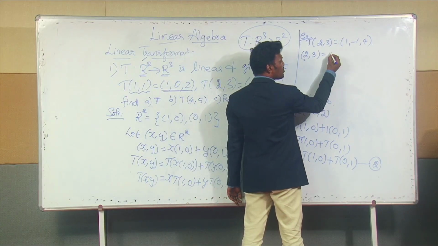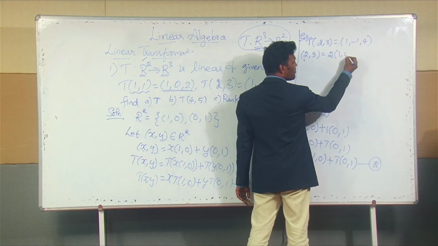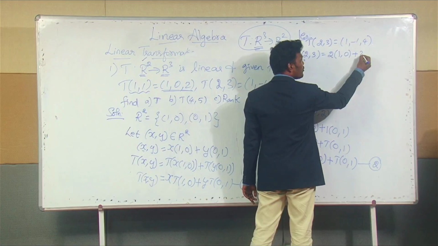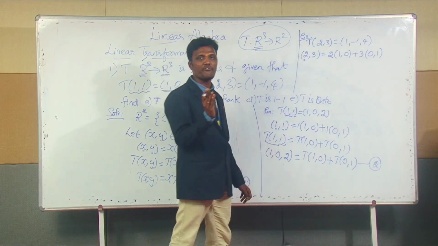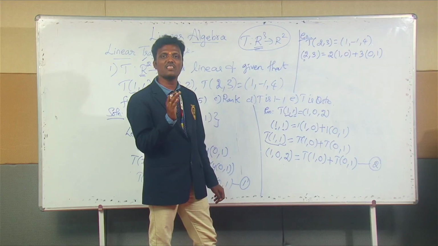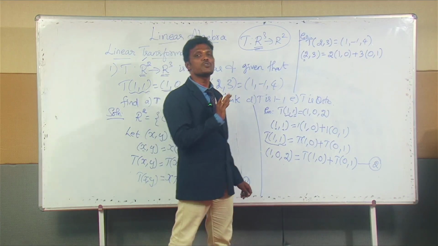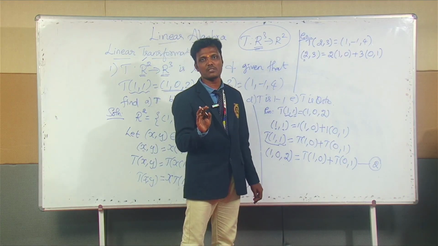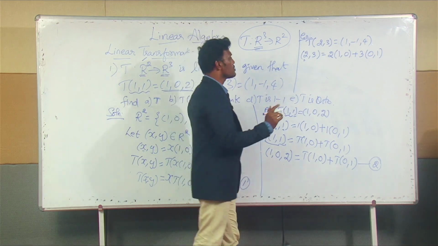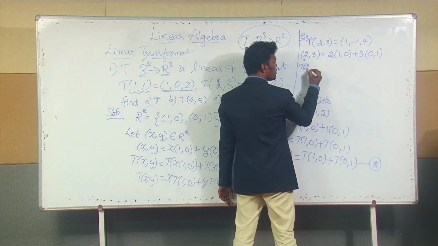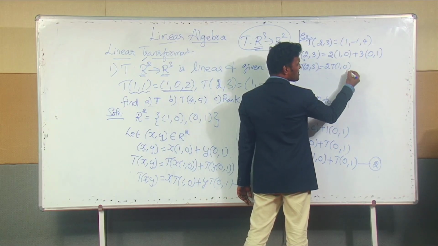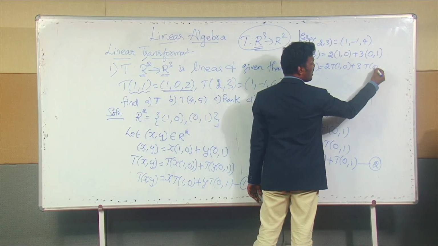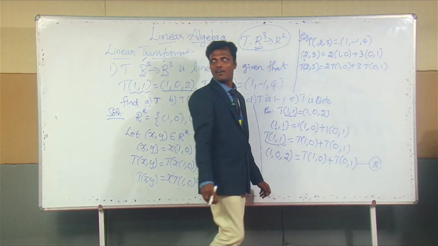Just take 2 outside. If you take the first term, what will the value be? (1, 0). If you take the second term, what value will it be? (0, 1). So any element can be expressed in terms of the standard basis. Applying T on both sides, T of (2, 3) is nothing but 2 times T of (1, 0) plus 3 times T of (0, 1). You already know the data.